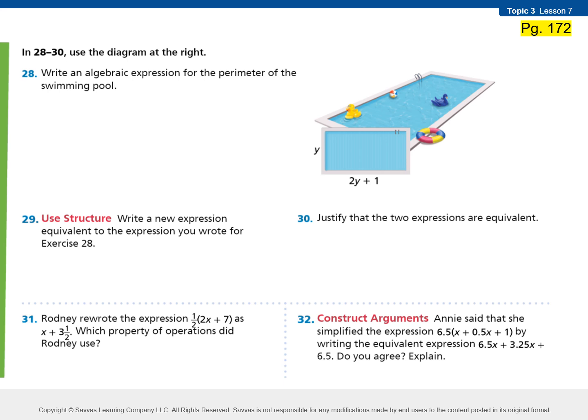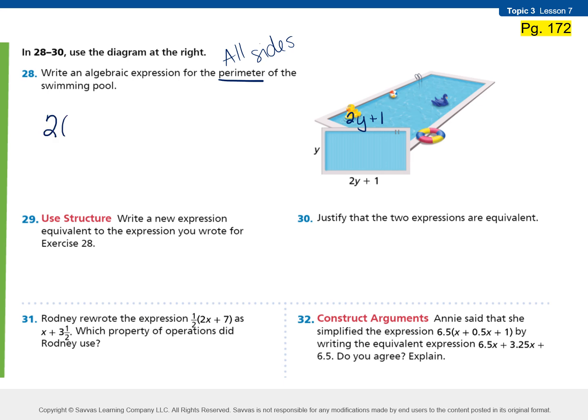Number 28. Write an algebraic expression for the perimeter of the swimming pool. Perimeter means that you're adding all sides together. So if you look at the pool, we have a 2y plus a 1. If you notice, the pool is long at the bottom and it's long at the top. So this would also be a 2y plus 1. How many of those do you have? You have 2 of those.